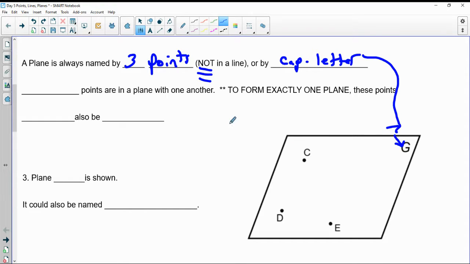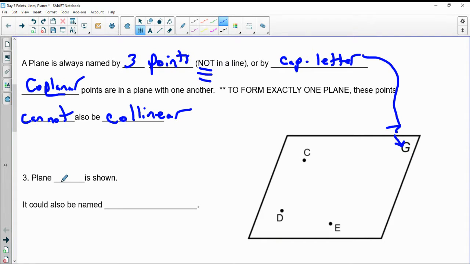Another vocab word we have is coplanar. Coplanar points are in the same plane with one another. So it also has the cheat in there. Collinear has the word line in it, and coplanar has the word plane in it. So that should be easy enough to remember. These 3 points that we were just talking about cannot be on the same line. So these points cannot be collinear.